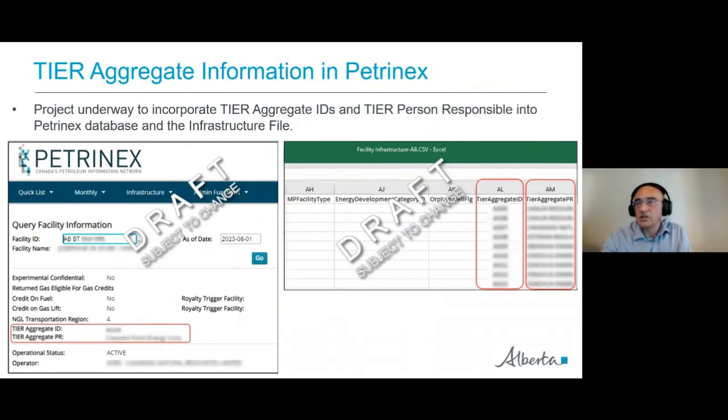There is one project currently that we are very excited about, and that involves sharing information between Alberta Environment and Petrinex. This project is basically to provide certain information of the TIER aggregate program to Petrinex itself.